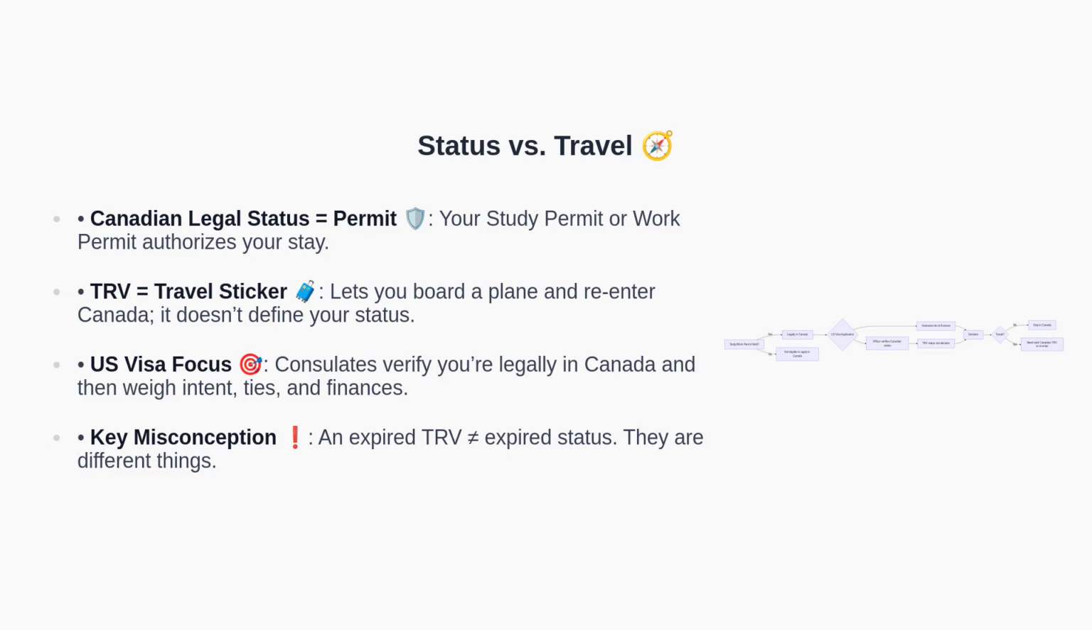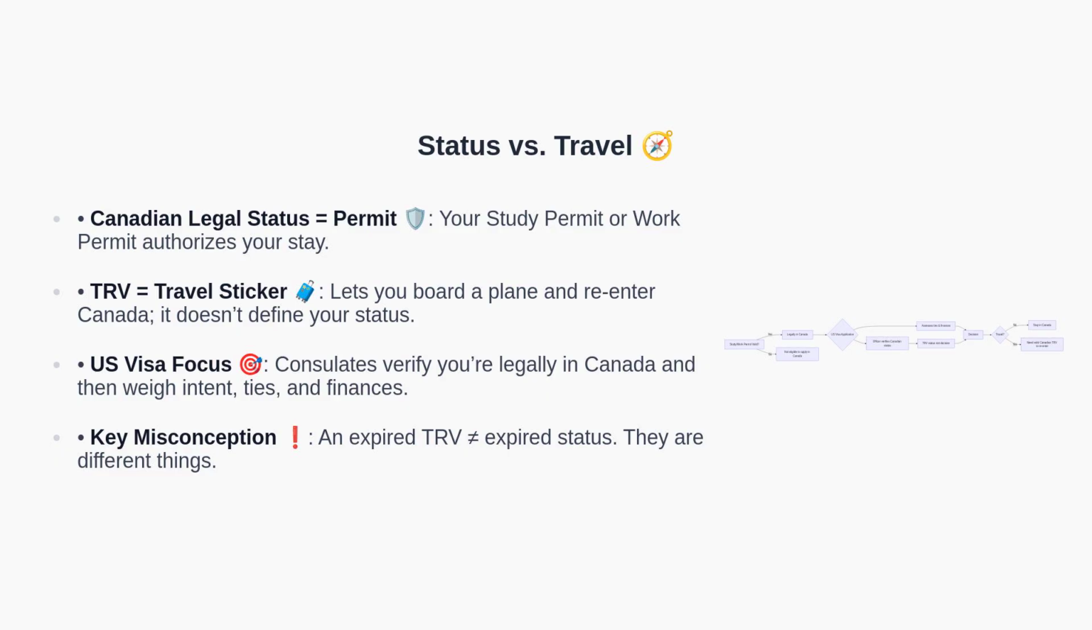In this section, we clarify the difference between Canadian legal status and the TRV used for travel. Your Canadian legal status is established by your valid study permit or work permit. This is what makes you legally present in Canada. The TRV, by contrast, is essentially a travel document that allows you to board transportation to Canada and re-enter after travel. It does not define your current legal authorization to be in Canada.